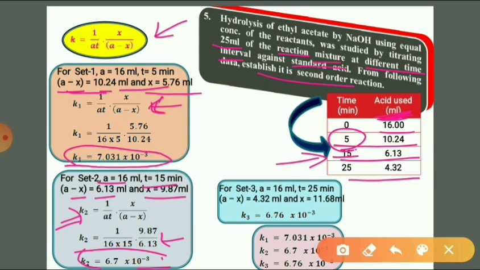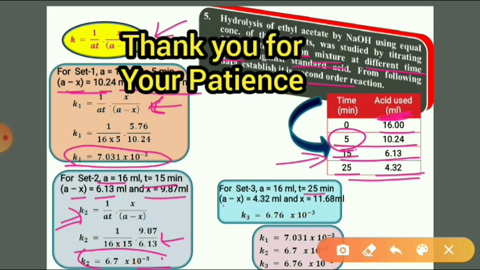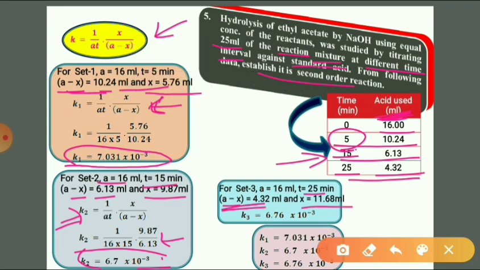Now in the same way we have to calculate for set 3. Here the value of a is 16 ml, the time is 25 minutes, and a minus x is 4.32. From this we can calculate the value of x, that is 11.68. All these values are substituted in this equation, so we get k3 equal to 6.76 into 10 to the power minus 3 dm cube per mole per second.